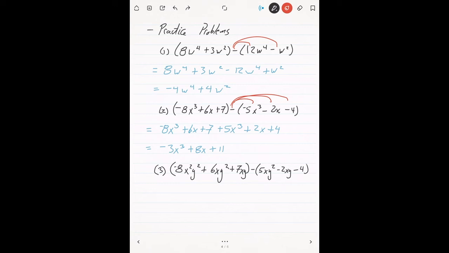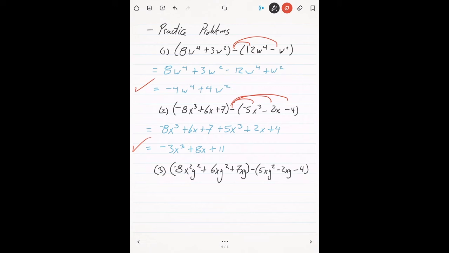Take a look at the second problem. When we combine the like terms here, we had a negative 8x cubed and a positive 5x cubed. That made a negative 3x cubed. Be very careful when you're combining these like terms to make sure you're working with the proper signs, okay? We also had a 6x and a positive 2x to get 8x. And then we had a 7 and a 4 to make an 11. And that was it. These are our final answers. We wrote them in descending order, so we're good to go.